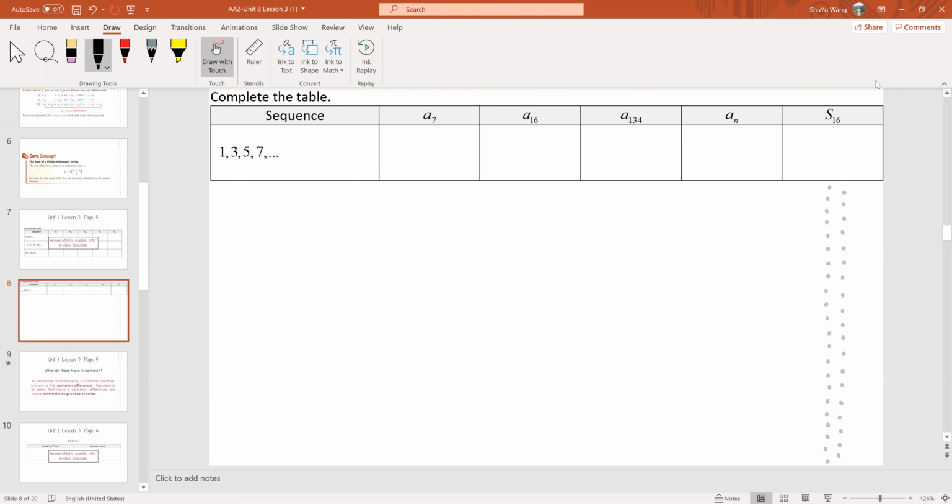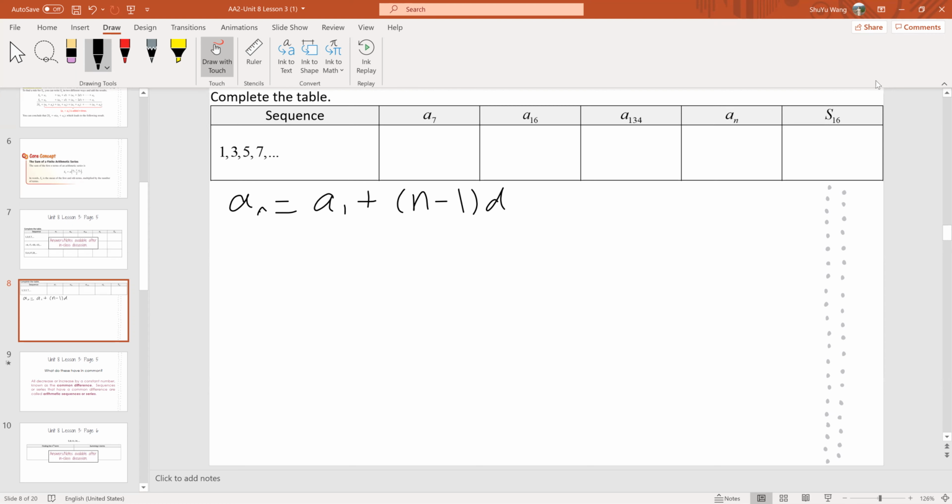So there is a general rule for finding the nth term of an arithmetic sequence. That will be a sub n equals the first term plus n minus 1 times the common difference.